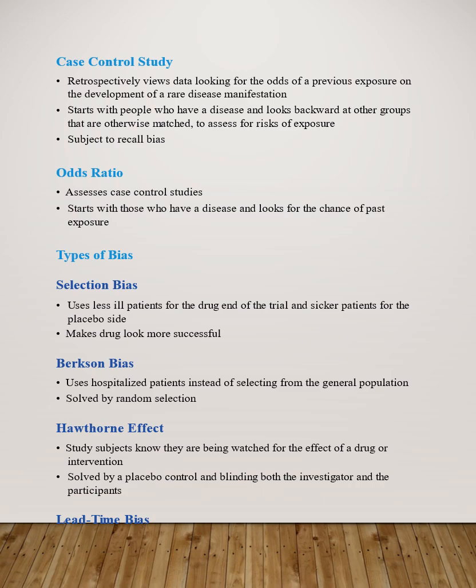Case control study. Number 1, this is retrospective, viewing data and looking for the odds of a previous exposure on the development of a rare disease manifestation. Number 2, it starts with people who have the disease and looks backwards at other groups which are otherwise matched to assess the risk of exposure. And number 3, it is subject to recall bias.